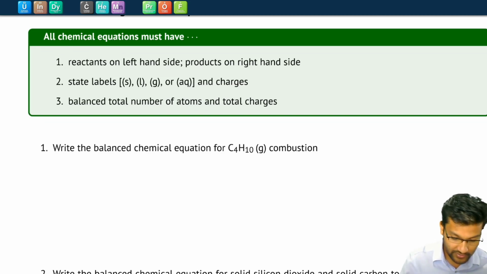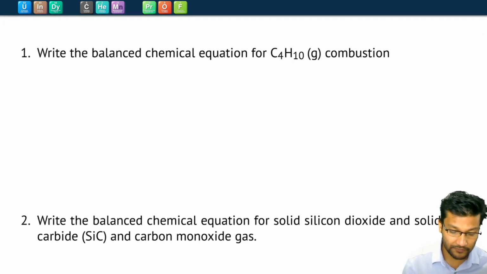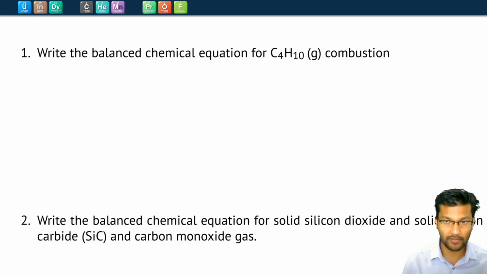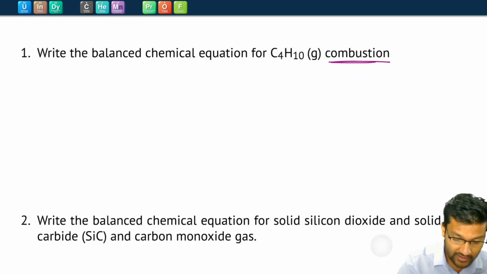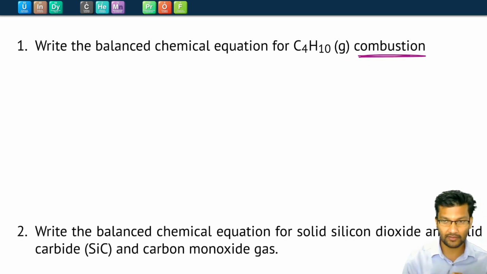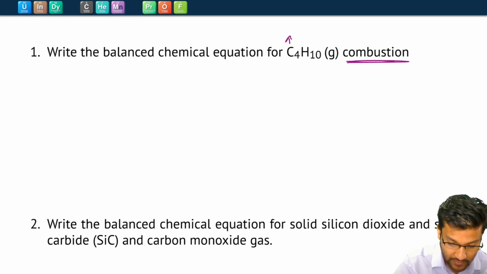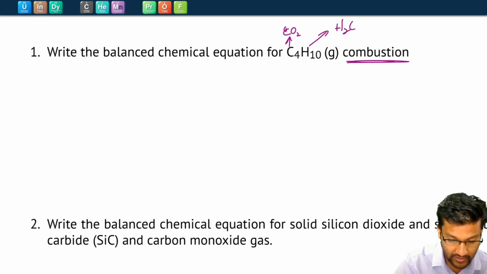But let's look at a more concrete example. Let's look at number 1, where it says, write the balanced chemical equation for C4H10 gas combustion. So this is a word problem, and they're asking us to write the balanced chemical equation from it. The first thing we need to remember is, what is a combustion? Earlier we talked about how combustion is reacting with oxygen, excess oxygen, to form various products. Specifically, the carbon goes to form carbon dioxide, and the hydrogen goes to form water vapor.